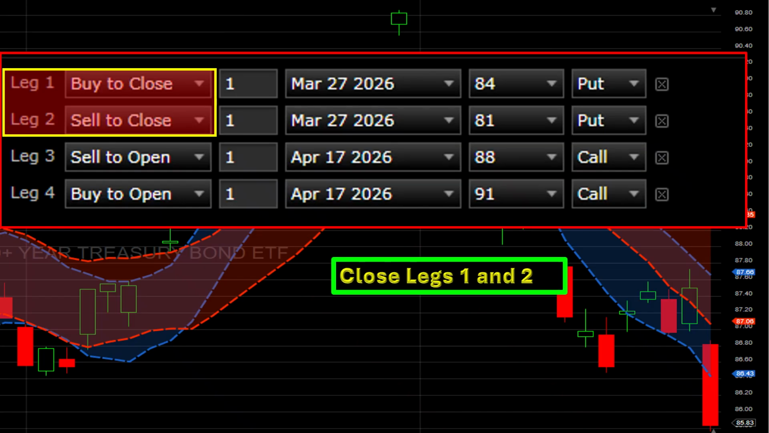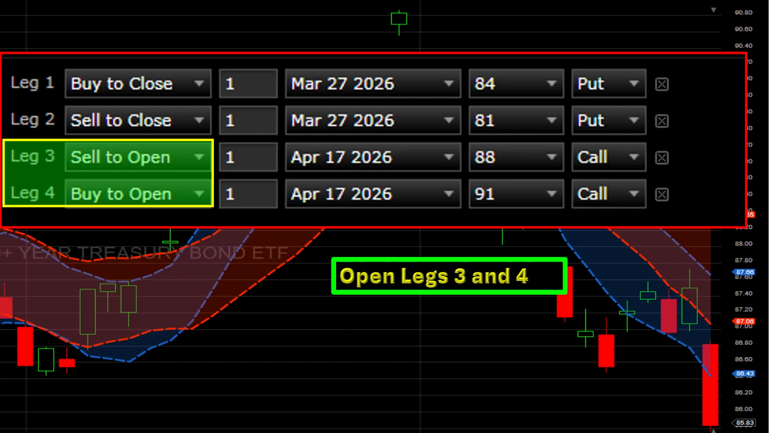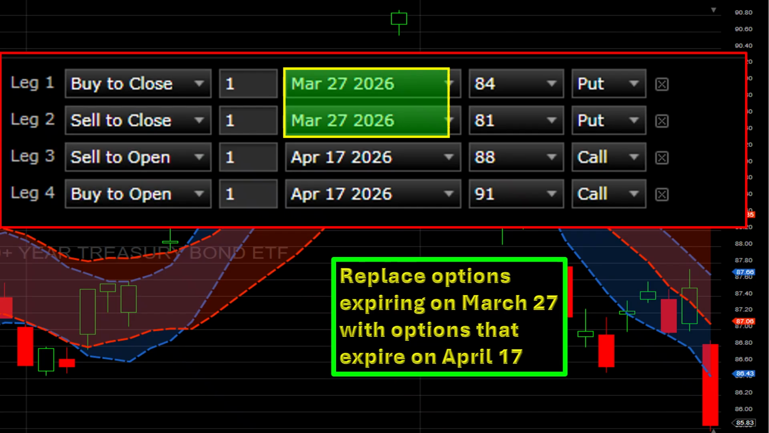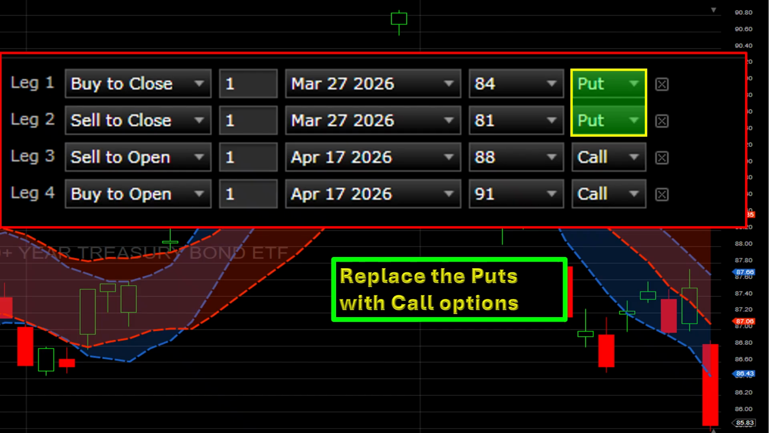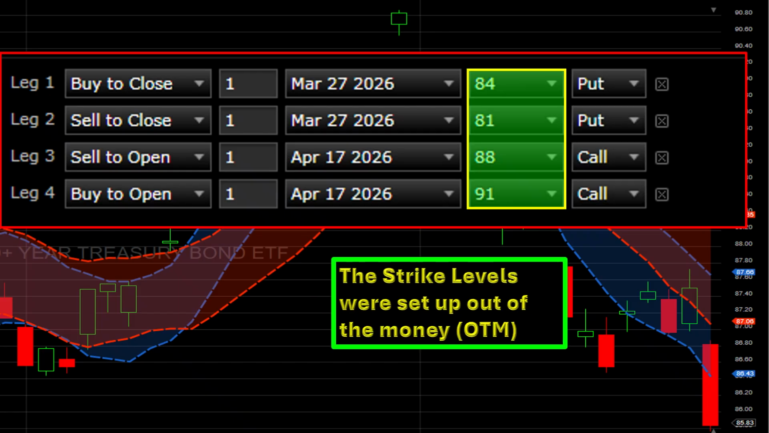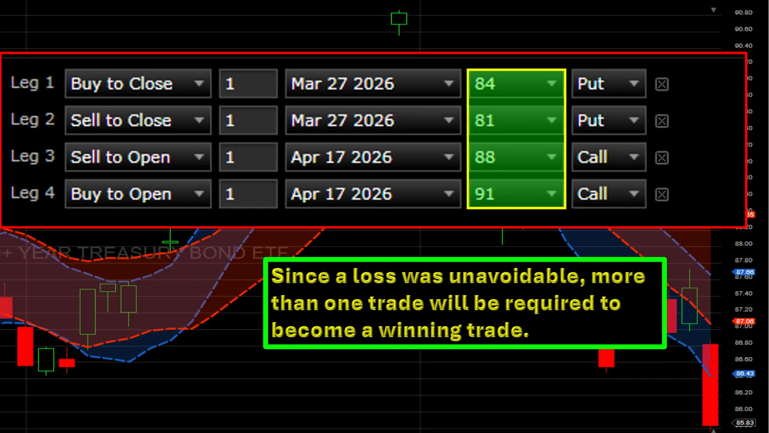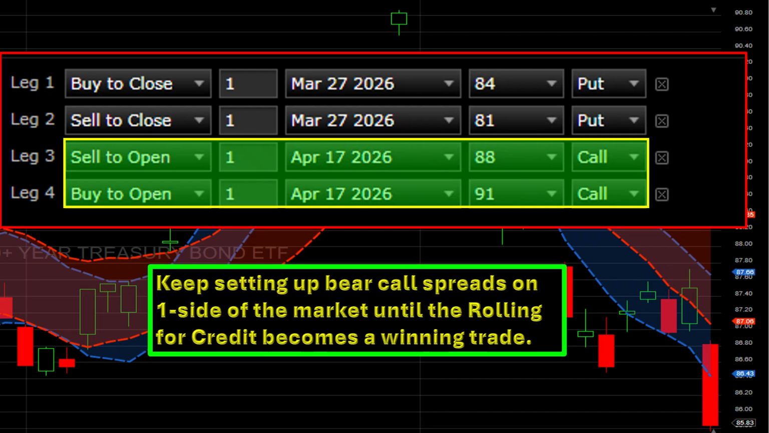Close legs 1 and 2, and we're going to open legs 3 and 4. We're going to replace the options expiring on March 27 with options that expire on April 17. We're going to replace the puts with call options. The strike levels were set up out of the money for each trade. Since a loss was unavoidable, more than one trade will be required to become a winning trade. Keep setting up bear call spreads on one side of the market until the rolling for credit becomes a winning trade.